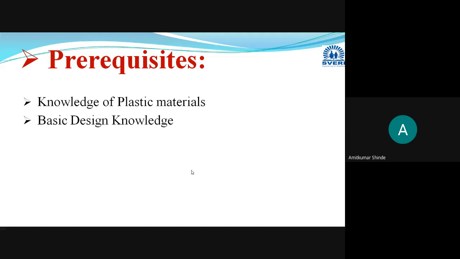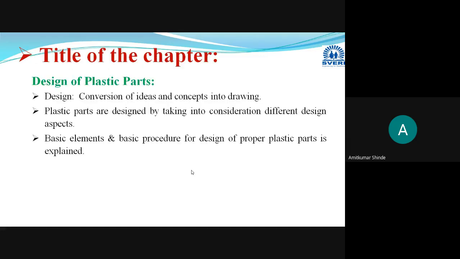That knowledge is required, and the knowledge related to the design. These are the prerequisites for better understanding of this particular design of the plastic parts. And then, as the title is given, design of the plastic parts. Now, what is the meaning of the design? This will be divided in two parts: design, and the material used is plastic. Here we want to discuss the design of the plastic part.